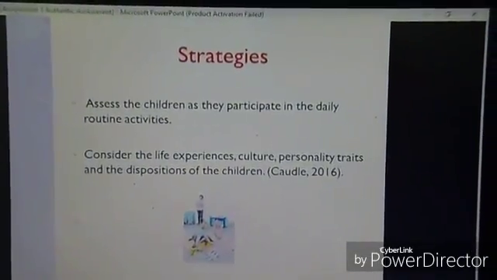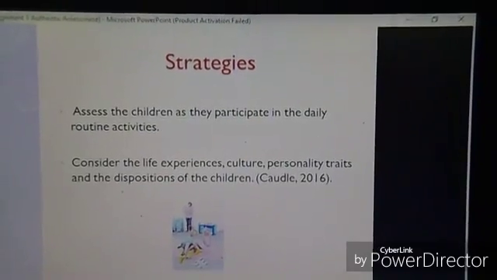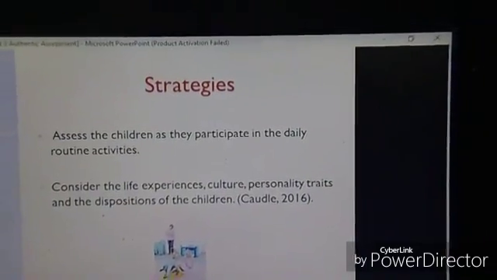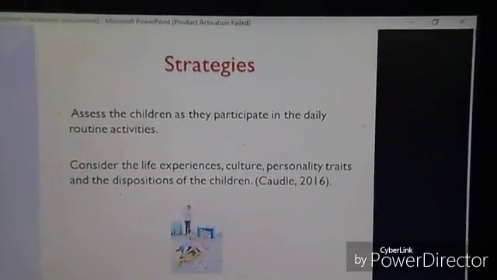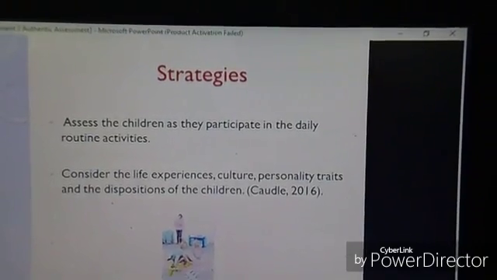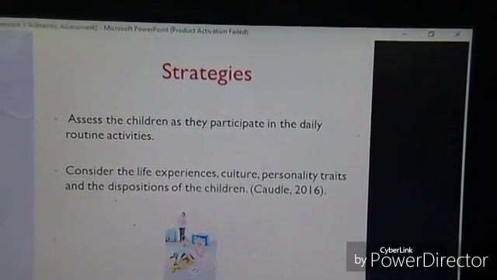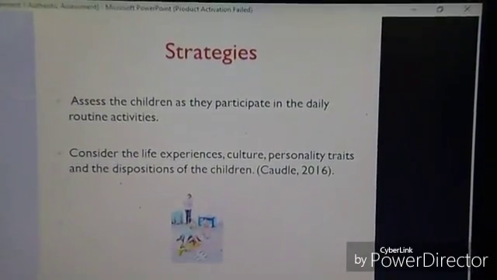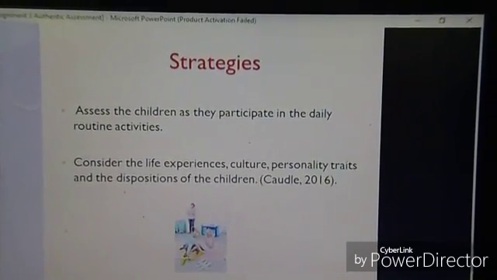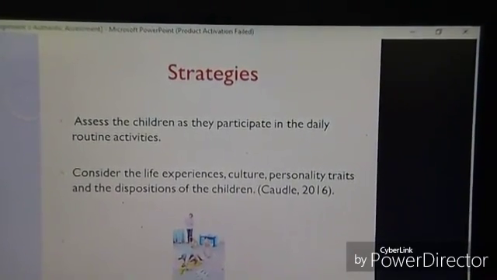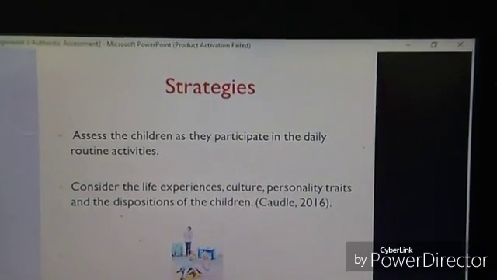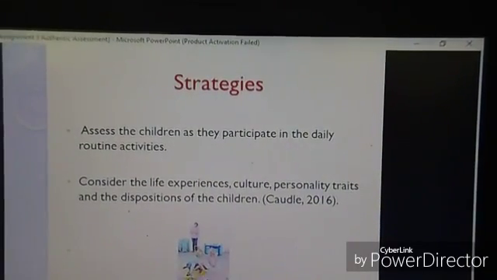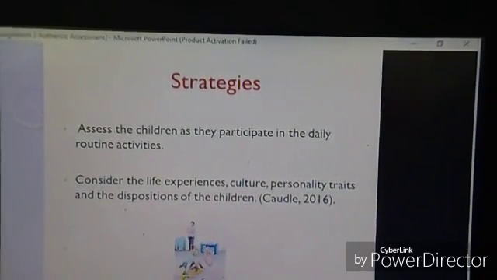Let's now look at some strategies. Strategies used in the classroom would be to assess the children while they are participating in their daily routine activities, so they would not even realize that you're assessing them. They'll be going through their normal play while you are assessing them. And you have to take into consideration their experiences in life as well as their culture, their personality traits, and their dispositions in order for you to be successful with your assessment.